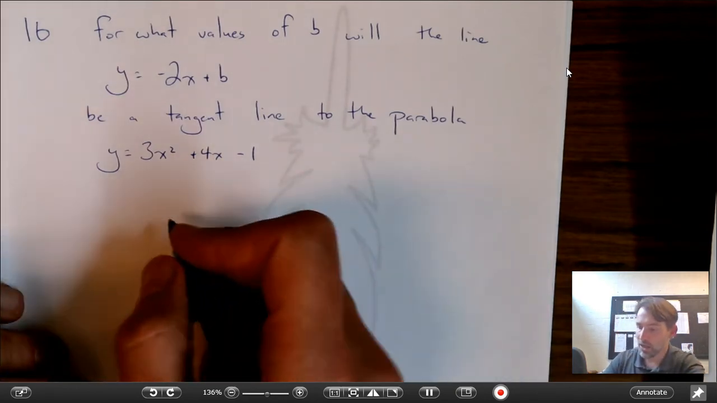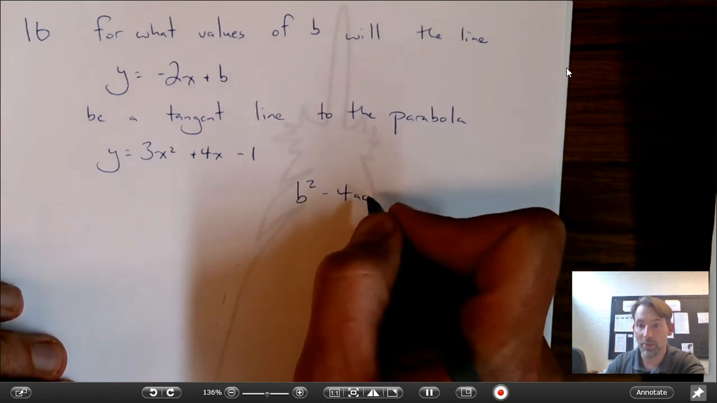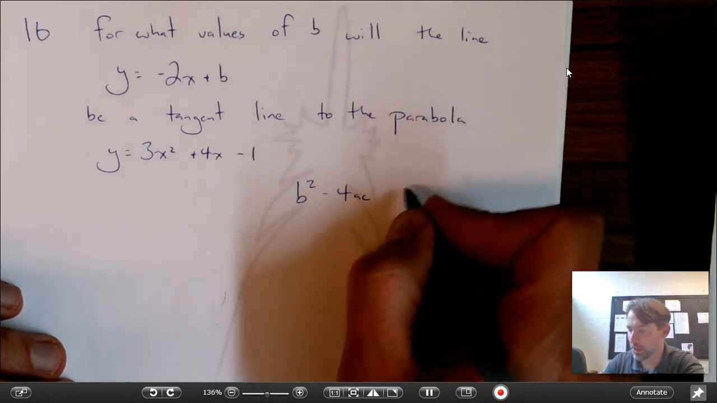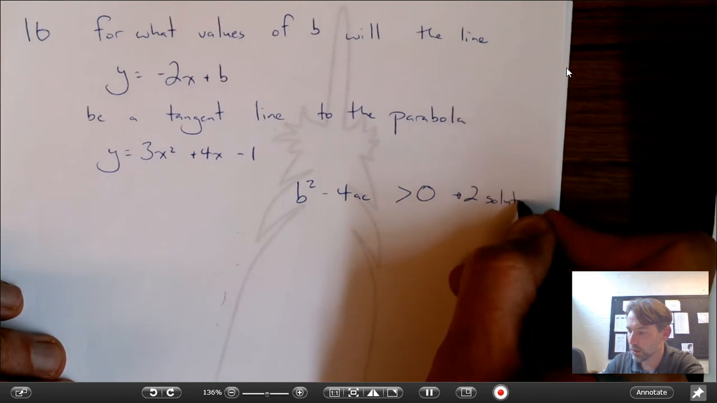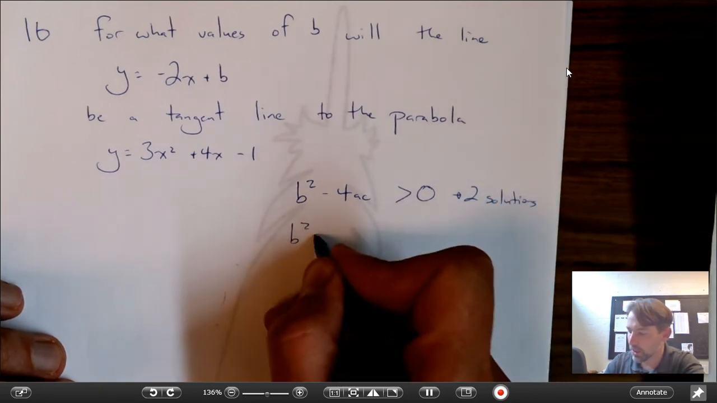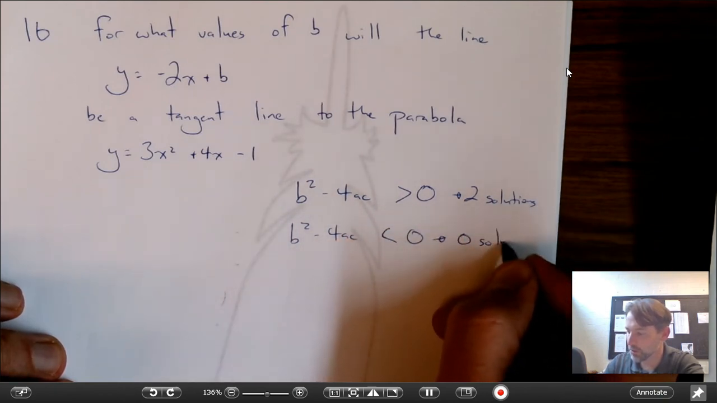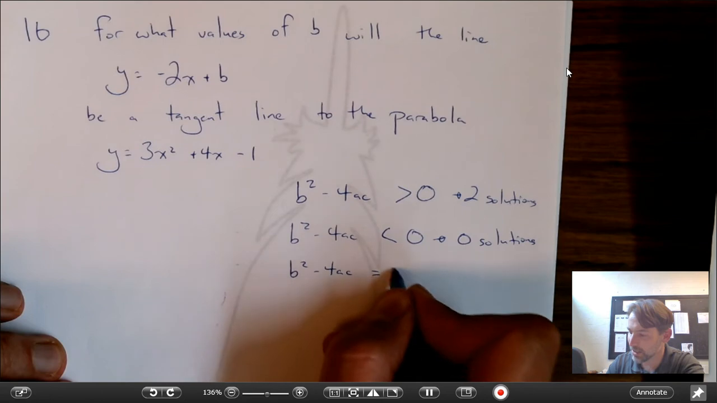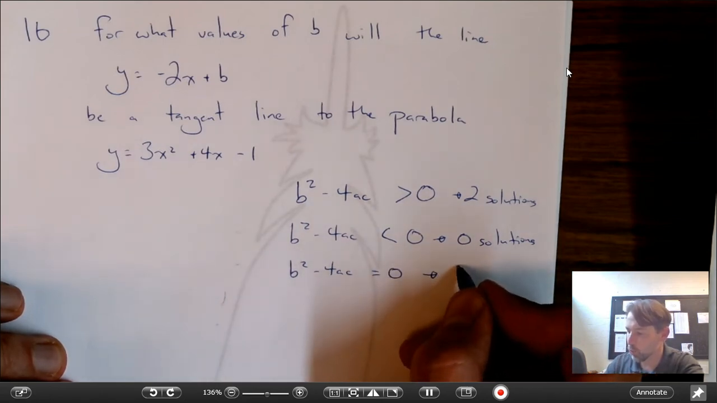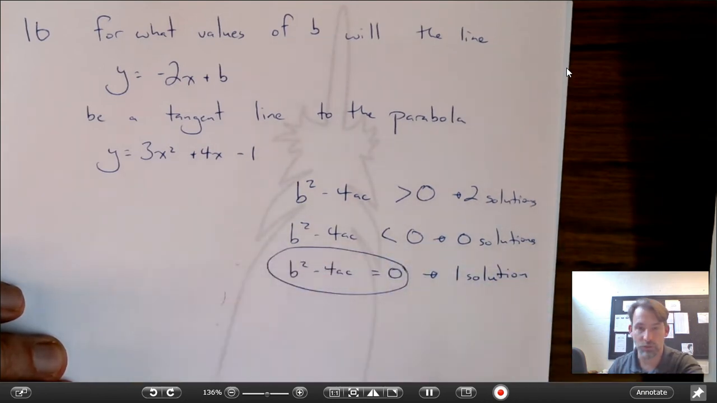Okay, the discriminant, b squared minus 4ac, gives you information about the number of solutions. If this is greater than 0, then there are 2 solutions. If b squared minus 4ac is less than 0, then there are 0 solutions. And if b squared minus 4ac is exactly equal to 0, then you have a 1 solution situation. So we want this to be exactly true. All right, that we're going to put in some value of b that makes that true.